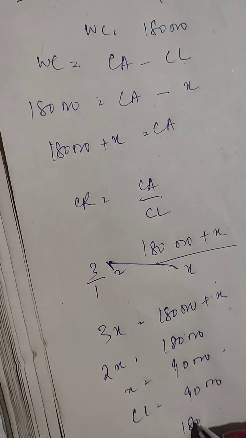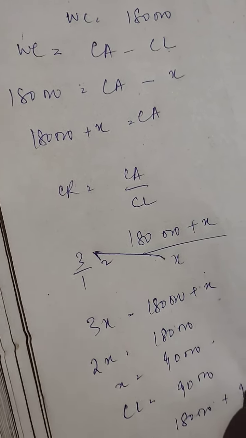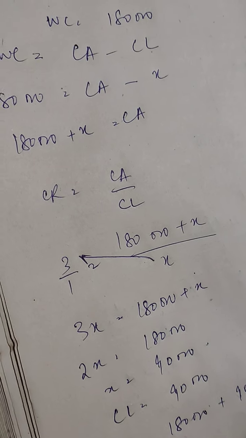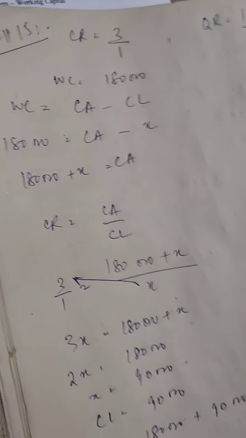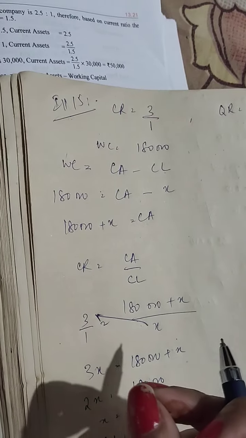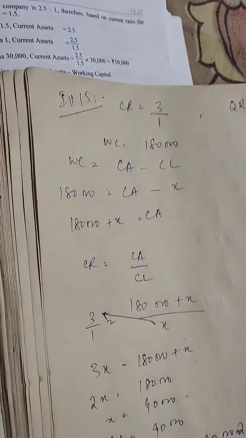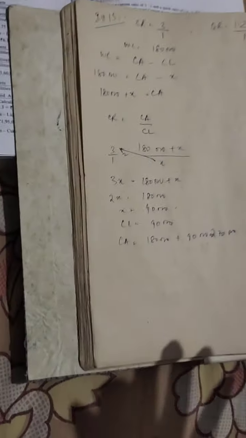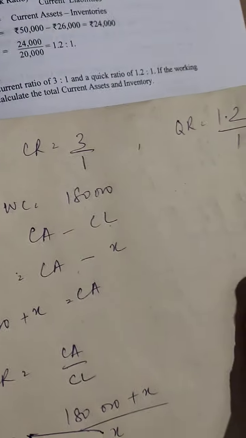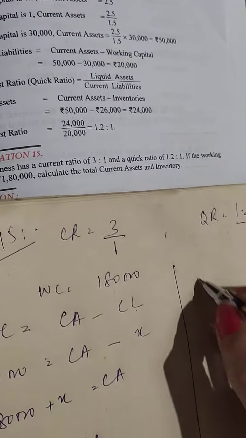Calculating the current asset, I can use 180 plus 90, which gives me 2,70,000. So I have calculated both the figures. Whenever you find any difficulty, just assume one figure as X and put it into the equation. You will get one item from another and the other from the first one, as we used in maths.